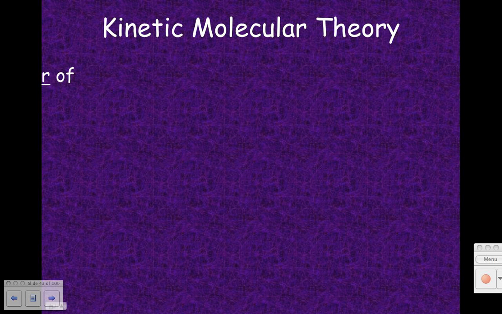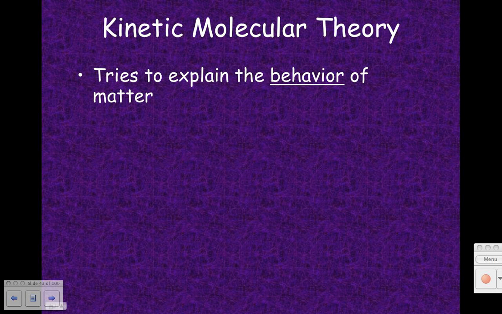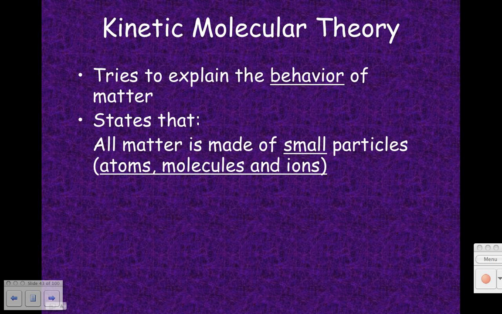So this theory tries to actually explain how matter behaves, and it does that three ways. The first way is it states that matter is made of small particles. This could be atoms, this could be molecules, or this could be ions. Now, atoms we talked about in the last unit, and you guys should know hopefully what those are. Molecules are simply atoms that are stuck together chemically, okay? Like water has two atoms of hydrogen and an atom of oxygen bonded together to form a molecule of water.